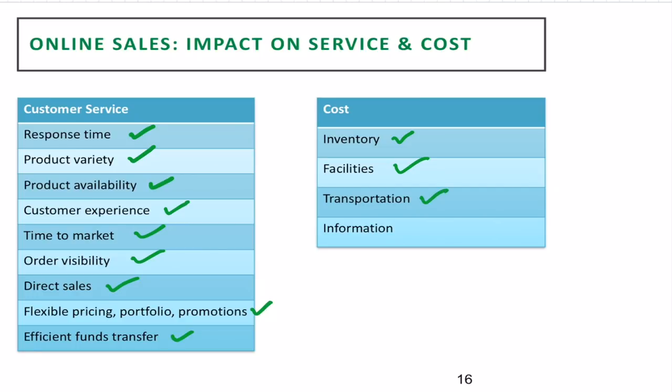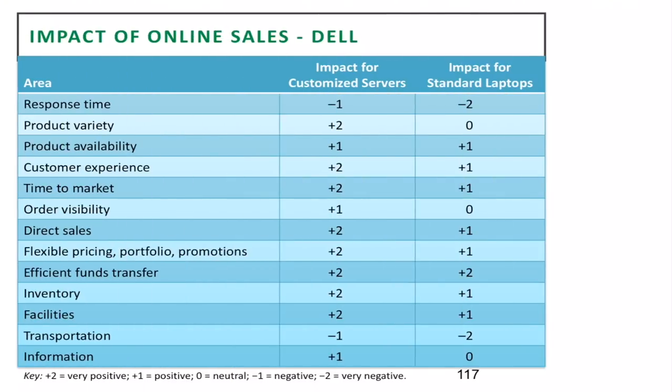Transportation cost depends on what product or service is being provided. If the product is software or a digital product, then transportation cost will obviously be very low. But if it is something like a TV or a computer, that has to be shipped, and transportation costs for those items will be higher. So in online sales, again, information is a big plus because most of the information can be shared across the supply chain very quickly and at a very low cost. So let's look at these factors for Dell.